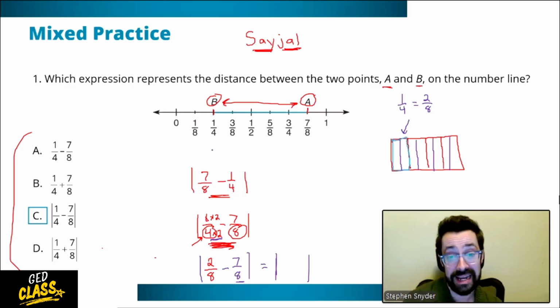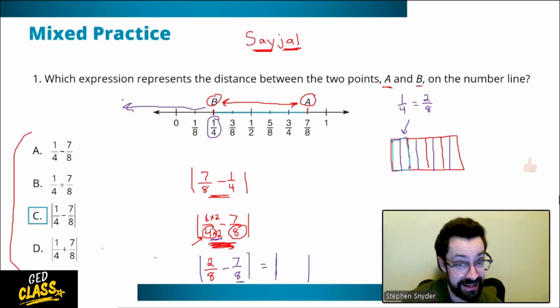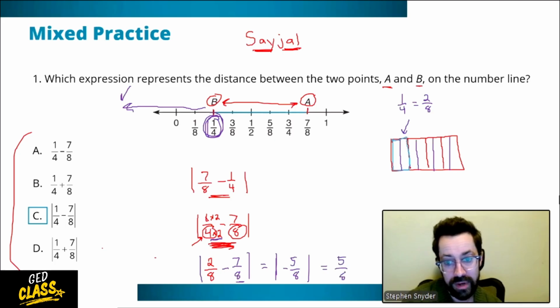So I'm just hanging out at 2/8 right here, and I'm going to take 7/8 away from it. It's definitely going to put me down into the negative zone. Everybody give me a Y in chat if that makes sense. That is kind of how I see it in my brain. I'm at 2/8, and I'm going to take all this away. It's going to be negative 5/8. But that's why we put the absolute value sign around it, and it just turns it into positive 5/8.